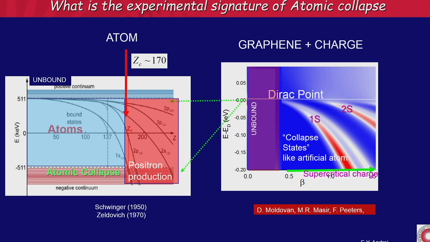negative energy sector. Just to compare it to the atoms, this mass gap here, which you have in atoms, is absent in graphene. Okay, and still the collapse happens on this side here. This is the positron production here. When you go above the supercritical charge, you have quasi-bound states.